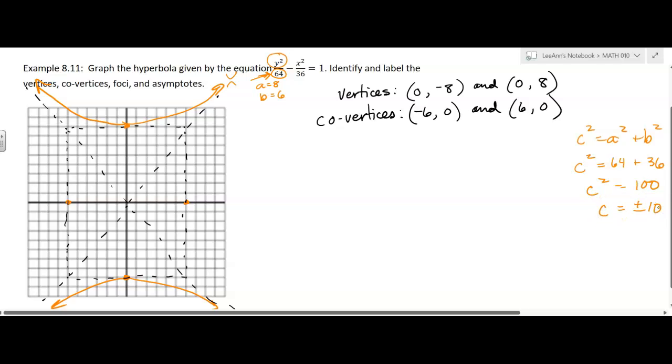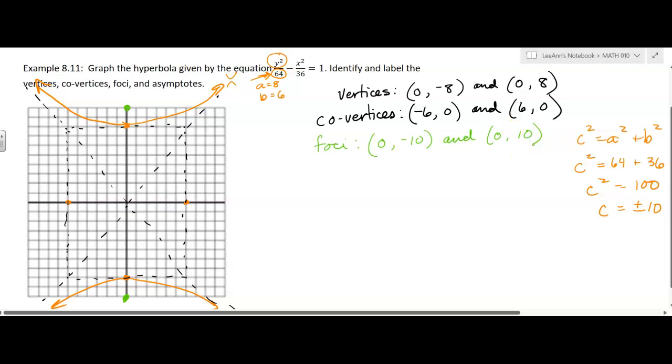Now remember that the foci have to be, like here's going to be one and here's going to be one. One at positive 10 and one at negative 10. They have to be in the middle of the hyperbola branch that you're drawing. So the branch surrounds the focus. So my foci are at 0, -10, and 0, 10.